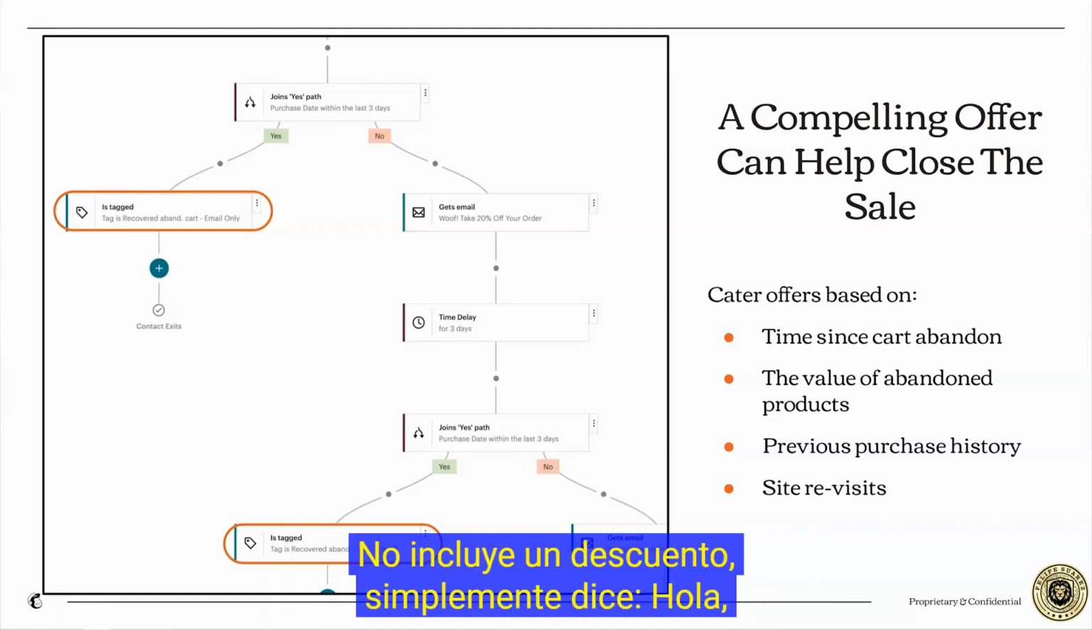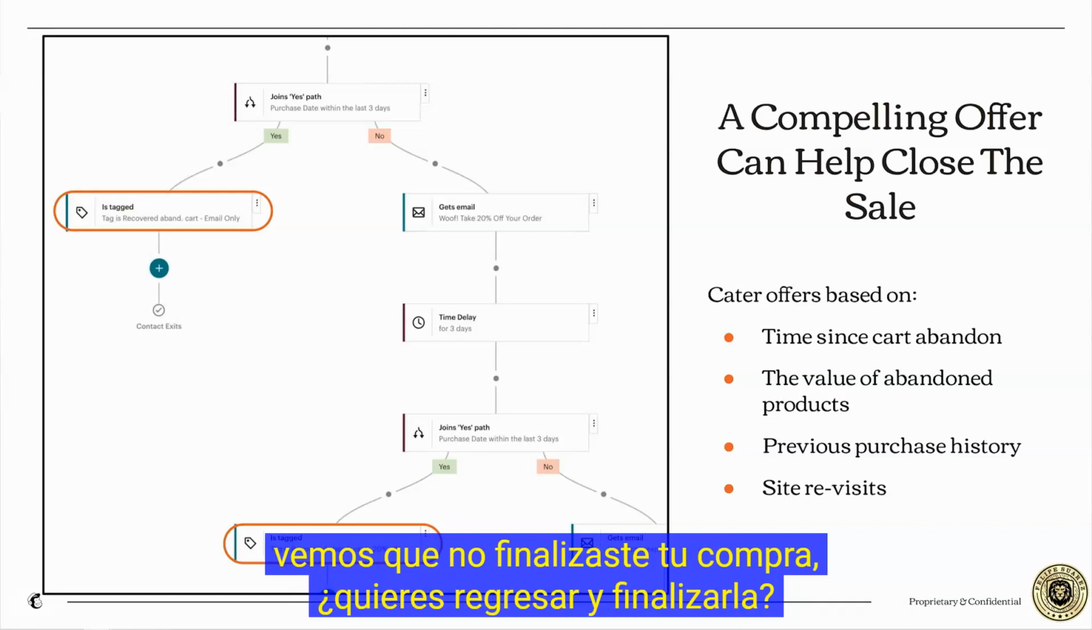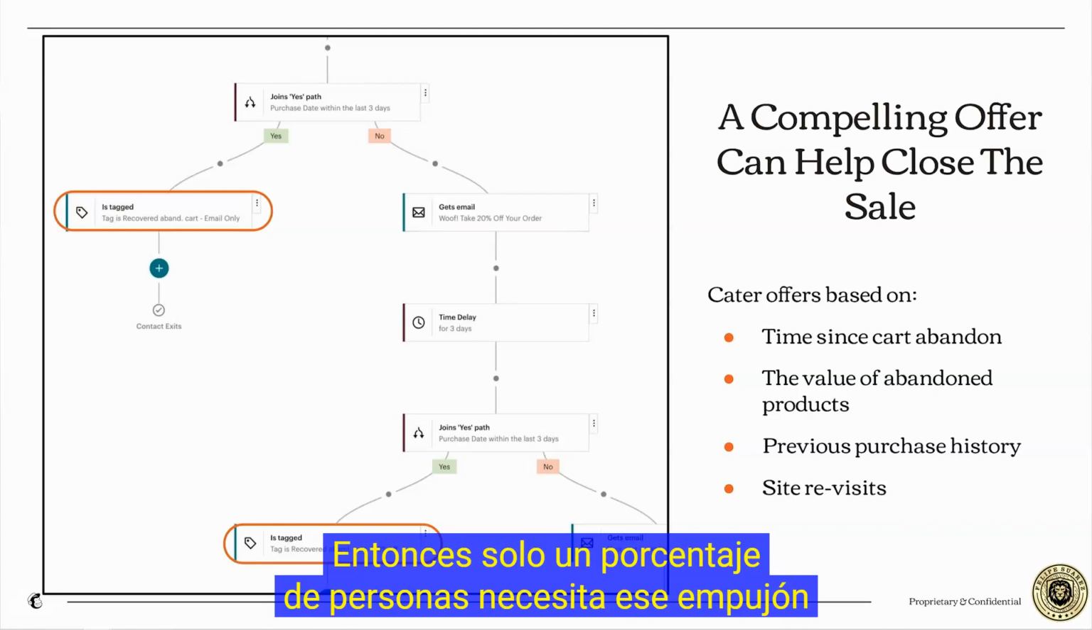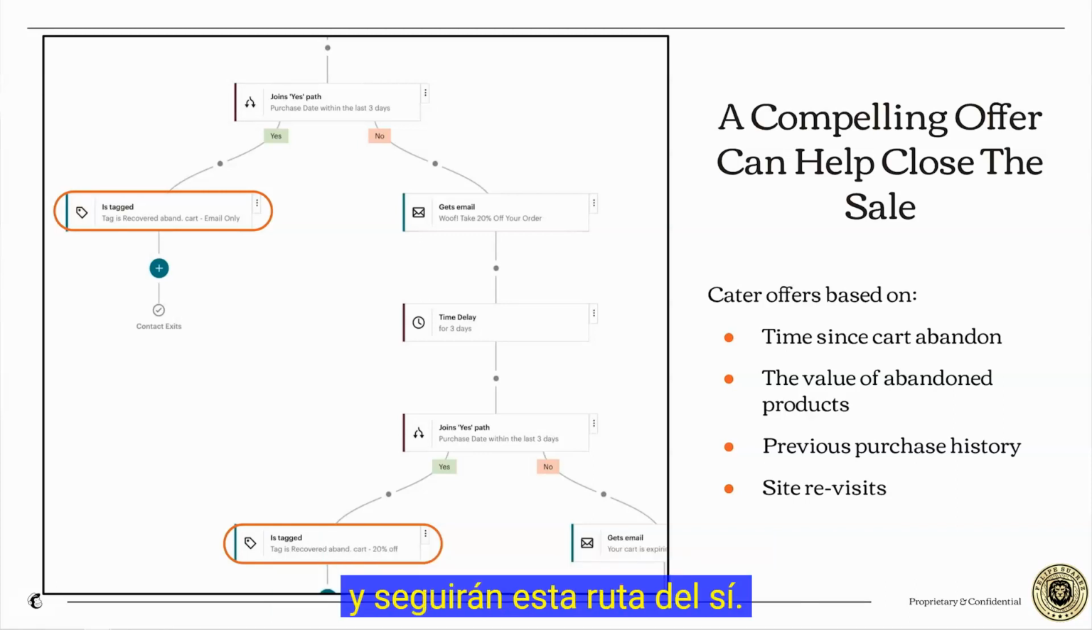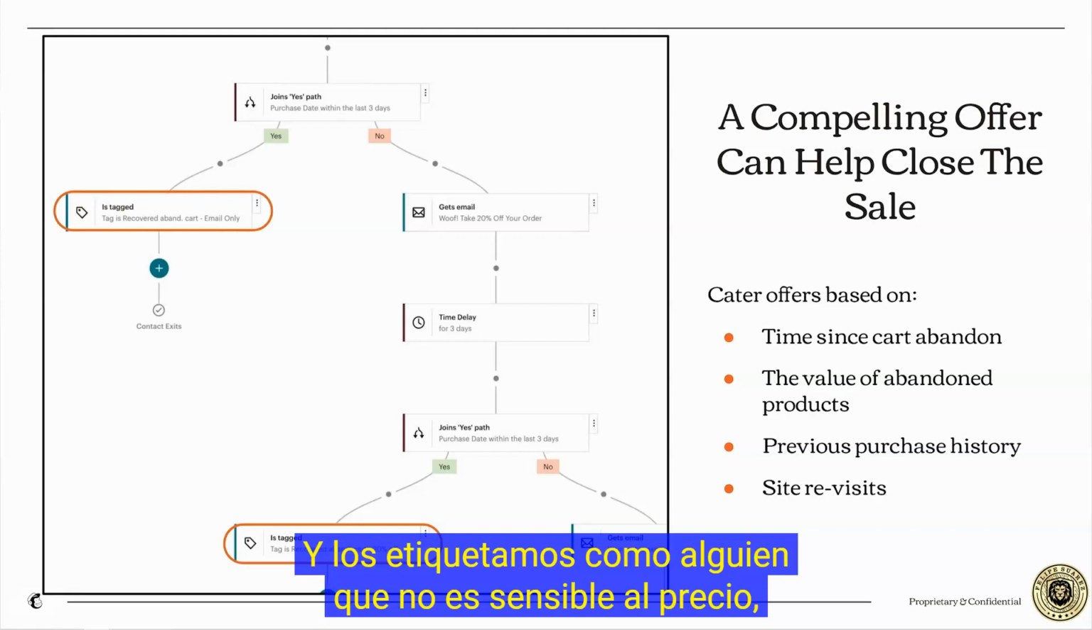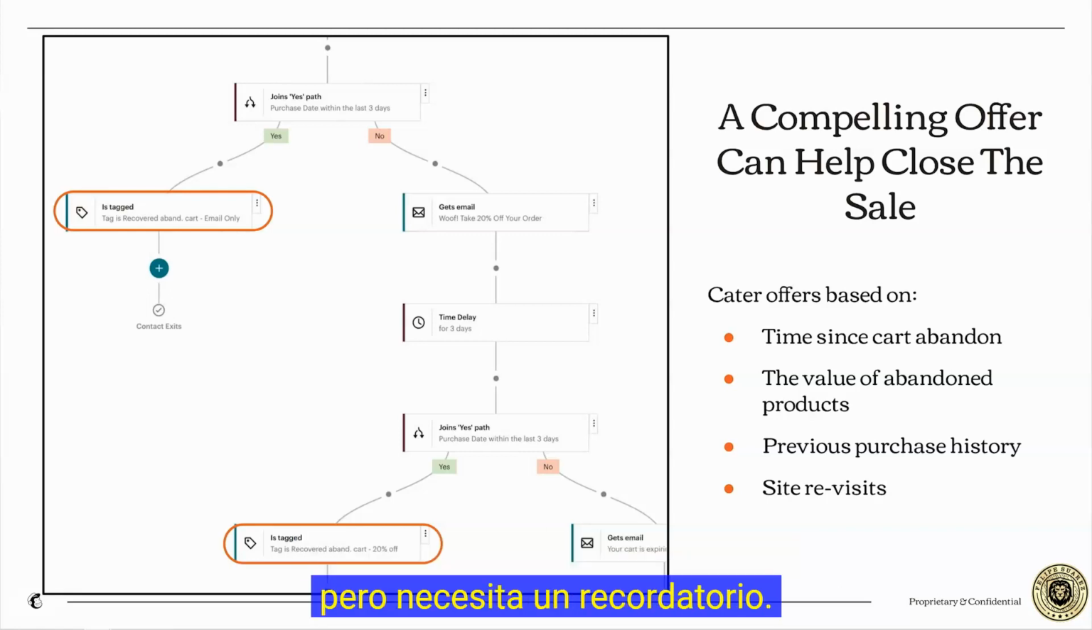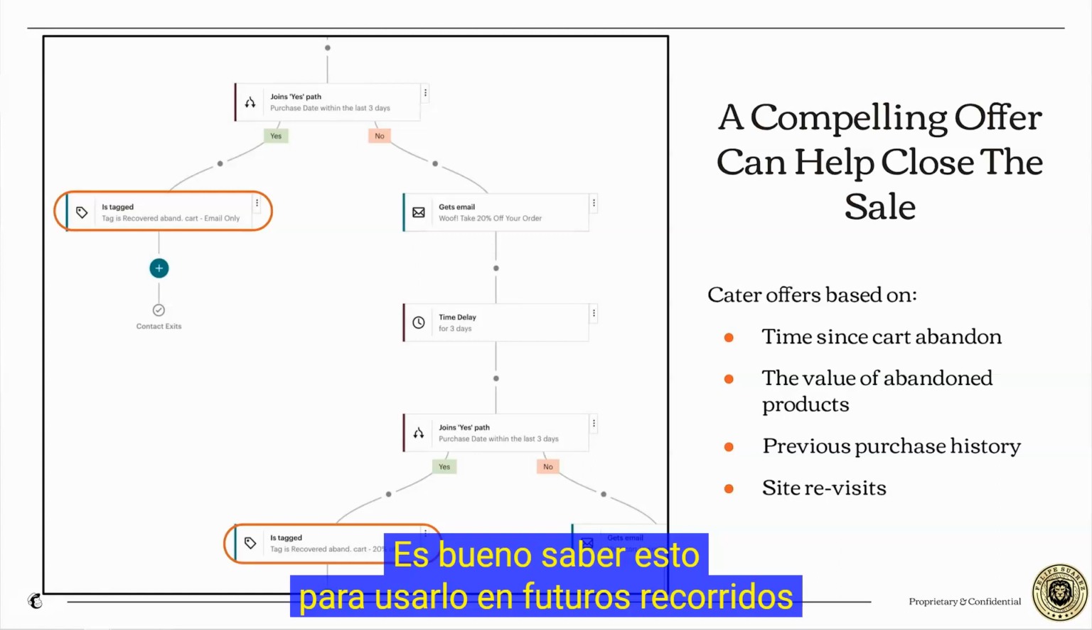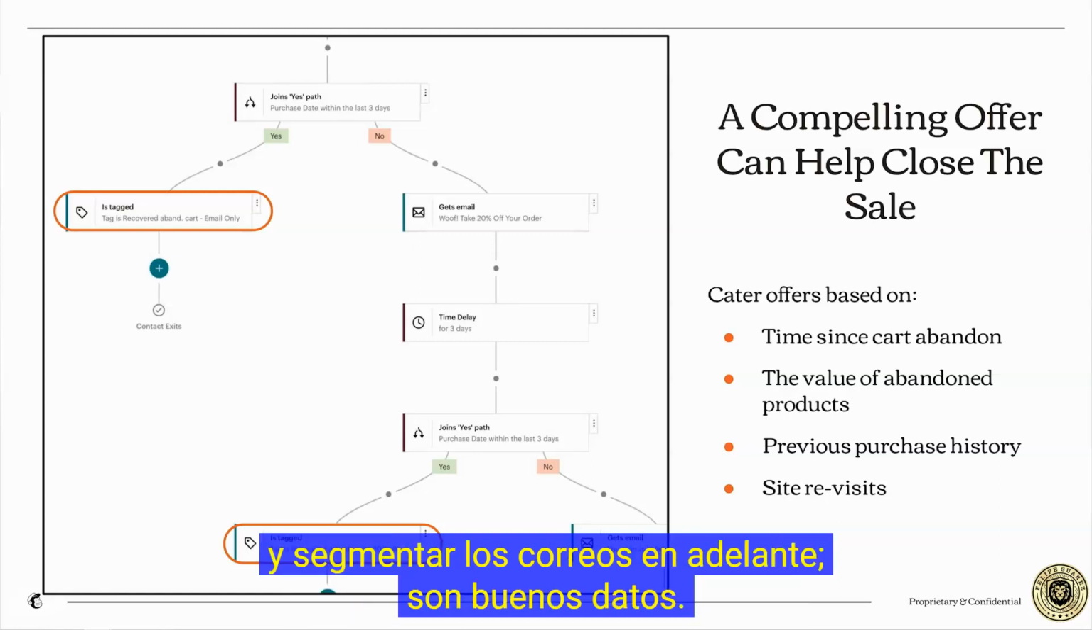It doesn't have a discount in it. It just says, hey, we see that you didn't finish your purchase. You want to come back and finish? Then a certain percentage of people really do just need that nudge. And they'll go down this path on yes, and you'll tag them as someone who is not price sensitive. They just needed a reminder. And that's good to know because we'll use that in future journeys. We'll use that to segment emails going forward.